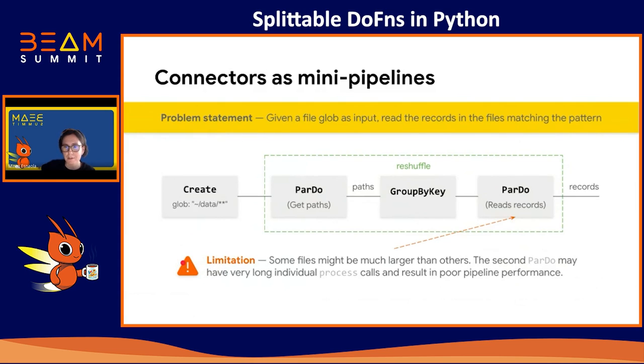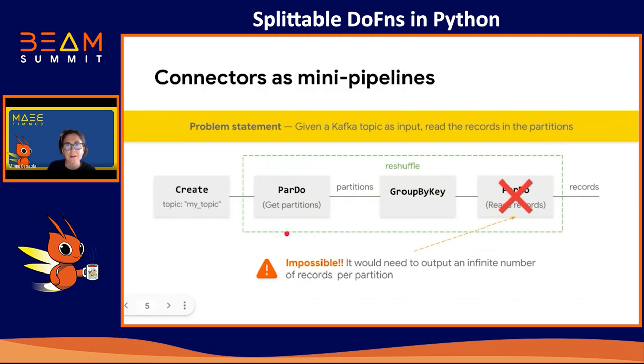What would happen, for instance, if the files were not equal in size and some were so much bigger than the others? We could end up having stragglers in our pipeline, no? So the processing of some files could take really, really long, okay? And result in poor pipeline performance, okay? So that is another limitation that we would have following this approach of the mini pipelines.